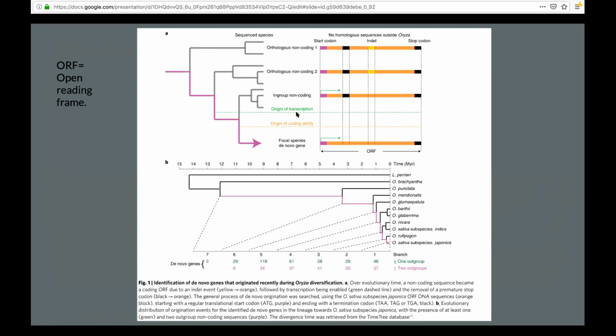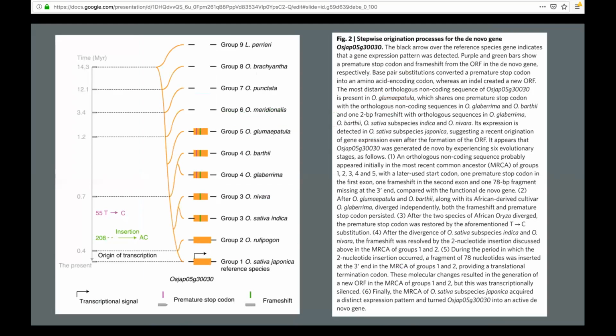And then eventually there is an origin of transcription, and then there's the origin of coding availability, which made it possible for the actual species that nowadays have these functional genes to have them and have these new proteins de novo. The focal species of this de novo gene is actually mentioned to be the Oryza sativa subspecies indica. And it is very interesting how it can be shown in the genome that there was a certain evolutionary process by which they started losing certain sequences that allowed this gene to, almost by chance, become the actual de novo gene.